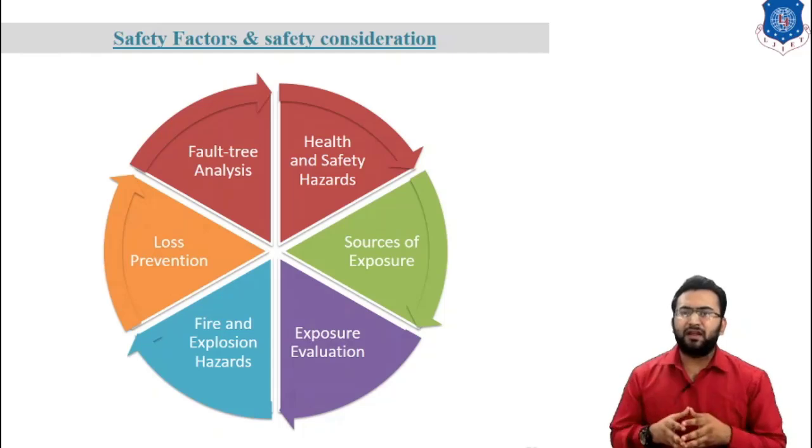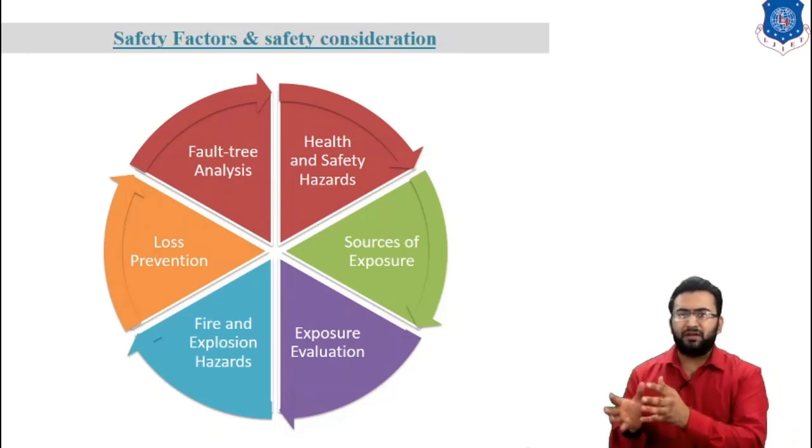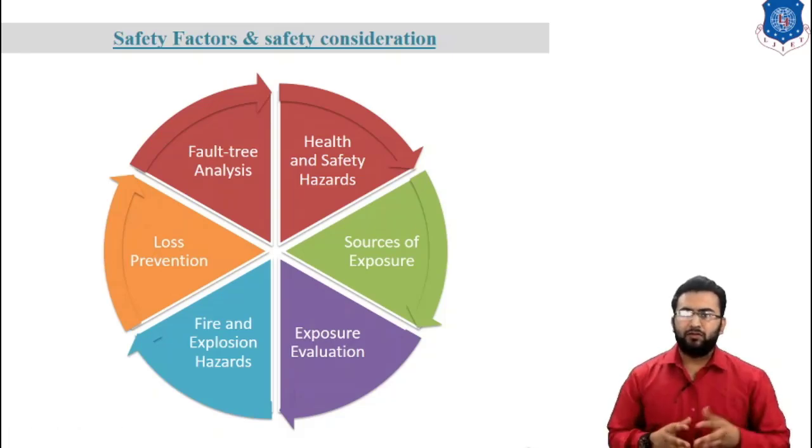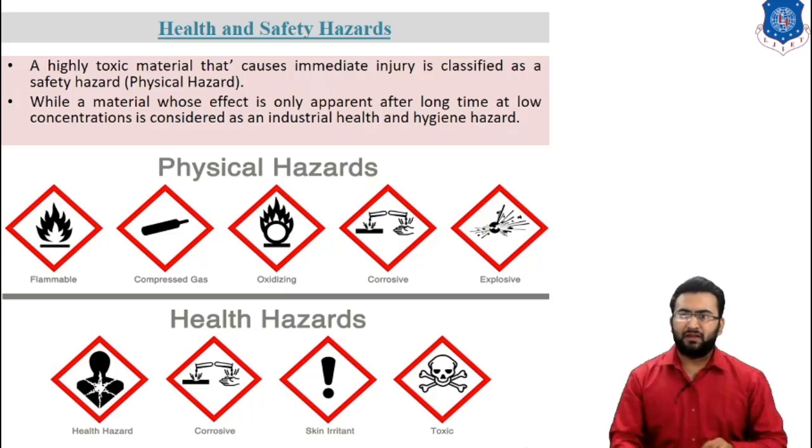The potential health hazard to an individual by the material used in a chemical process is a function of the toxicity of the material and the frequency and duration of exposure. So these are all safety factors which affect safety consideration. So let's discuss all these factors in detail. Let's first talk about the health and safety hazard.